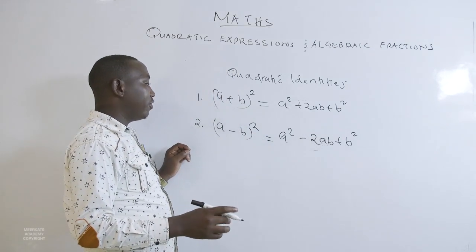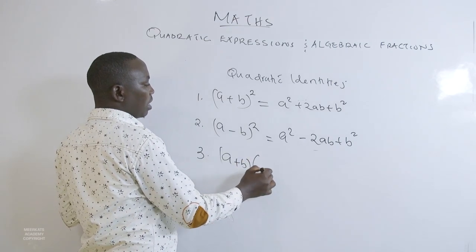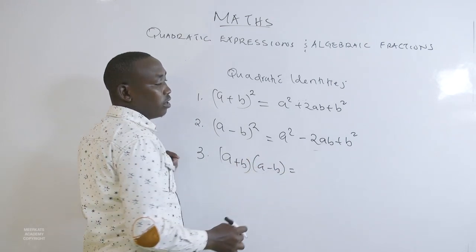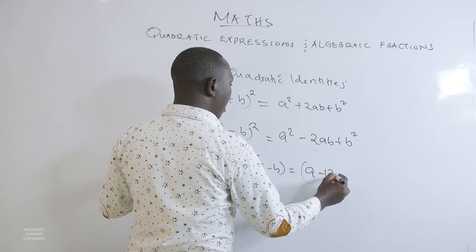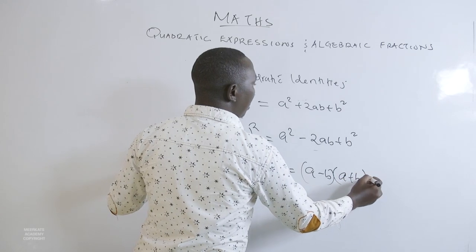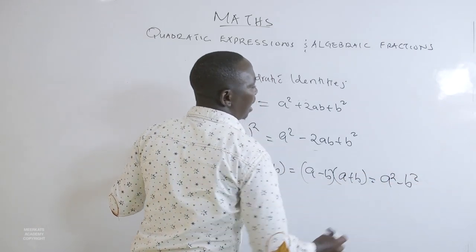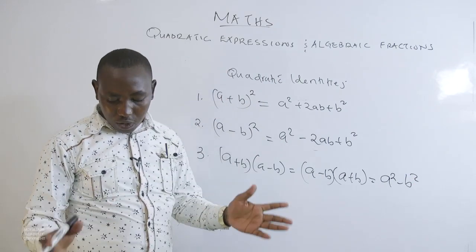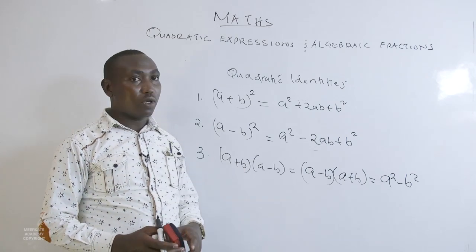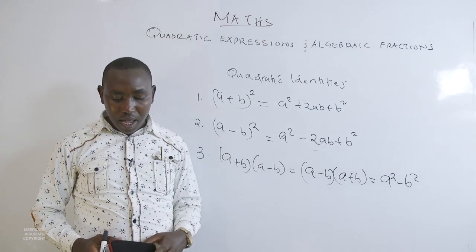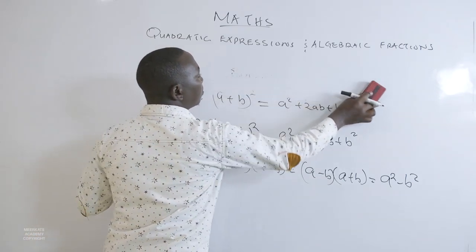Then lastly, on the difference of two squares, if you have a plus b multiplied by a minus b, the order does not matter. You can begin with a minus b multiplied with a plus b. The result will be a difference of two squares, that is a squared minus b squared. We are also able to look at a number of examples. During this lesson, we want to look at another subtopic, that is factorizing algebraic expressions.